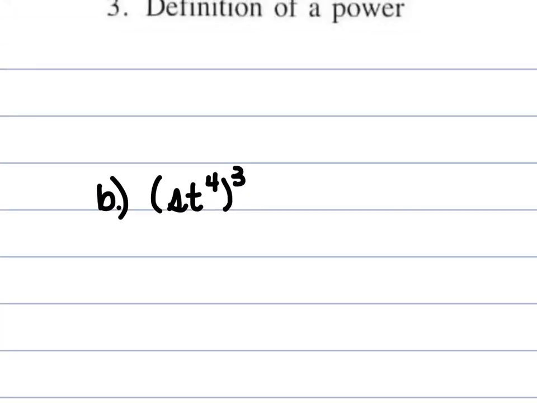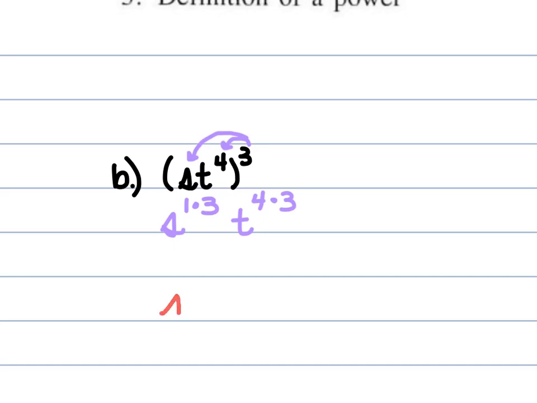If we look at example B, we have s t to the 4th power, all cubed. So this cubed is getting distributed, so to say, to that t to the 4th and to that s. Remember, this s is raised to the power of 1, so we're going to multiply it by the 3. This t is raised to the power of 4, so we're going to multiply that by 3 as well. So this is going to give us s to the 3rd power times t to the 12th power.